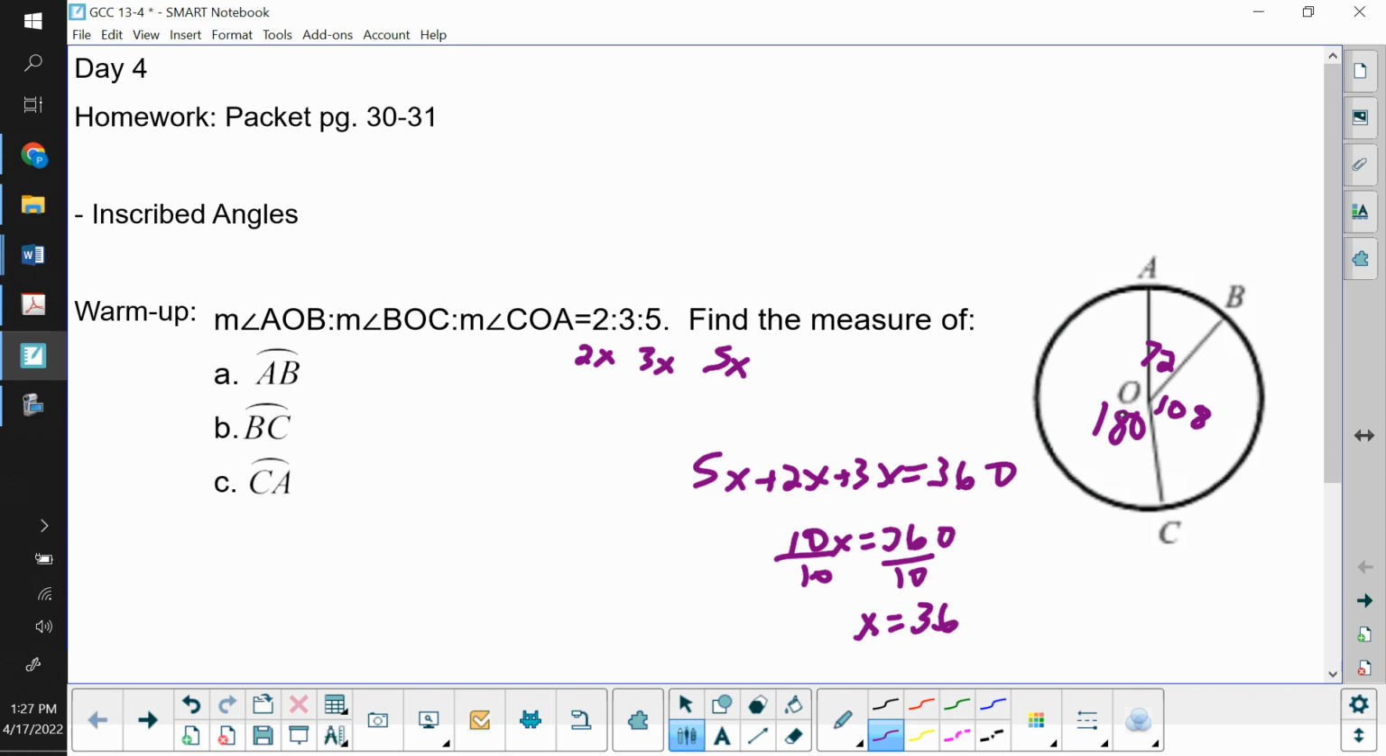So the measure of arc AB should be identical to the central angle, which was 72 degrees. BC should be the same as the measure of its central angle, which was 108 degrees. And AC would be 180 degrees.